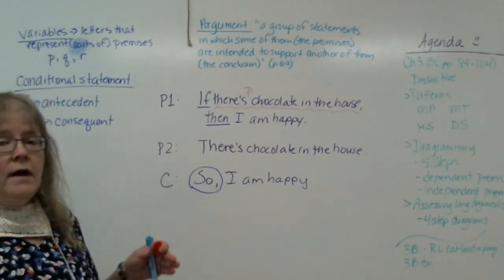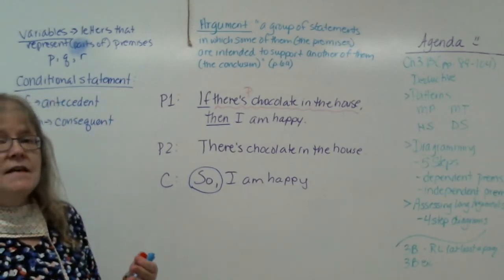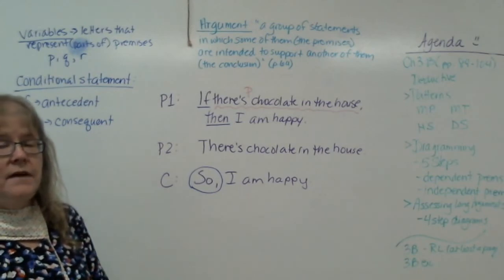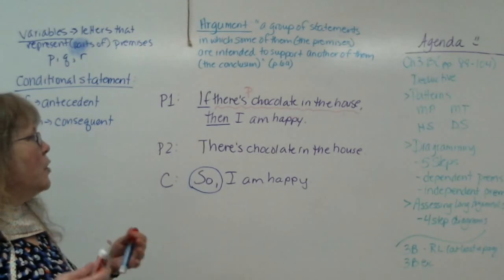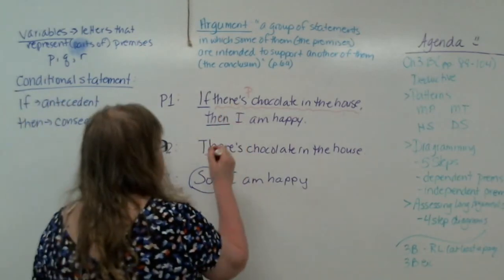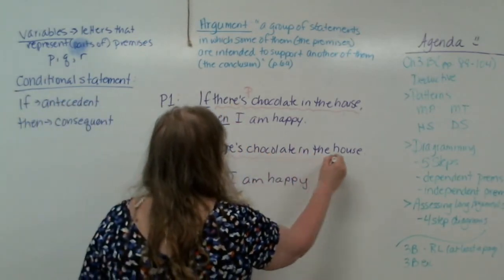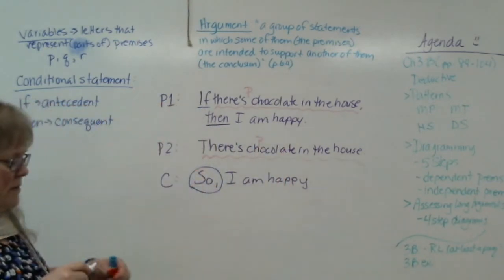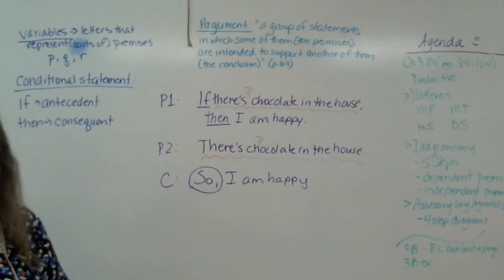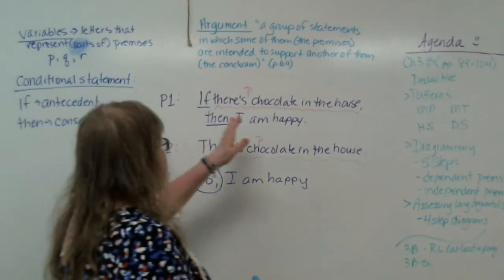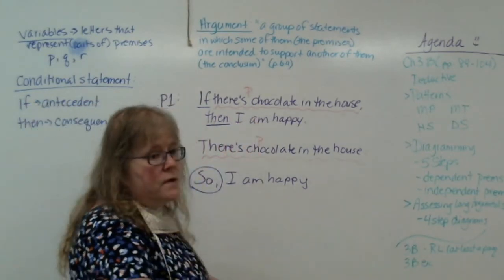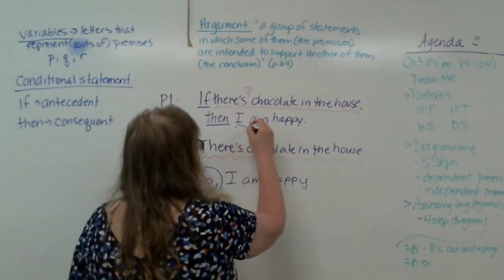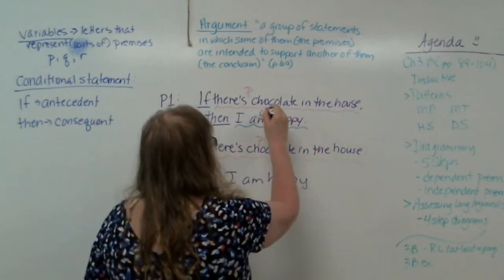Then, anywhere else in the argument that has that same phrase, or has a phrase that means the same thing, we're also going to call that P. So there's chocolate in the house, that's a P. There's no more of that particular phrasing, so we're done. The second phrasing I come to, I'm always going to label Q. So in this case, I am happy is Q.